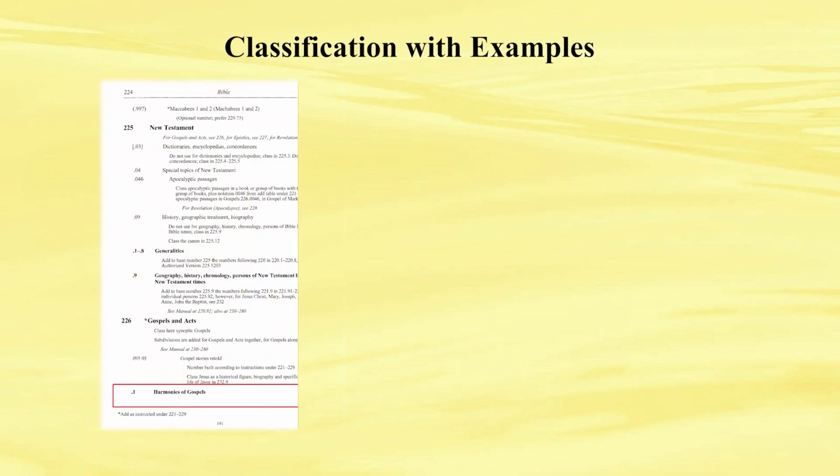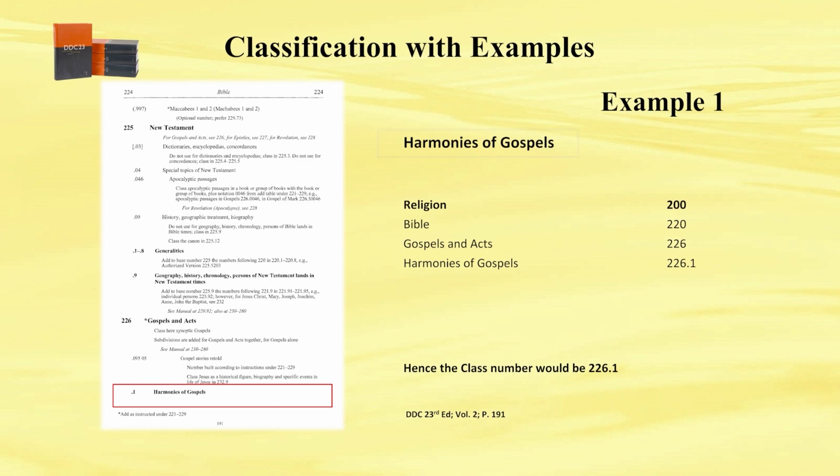So our first example is Harmonies of Gospel. This is a very simple number. Actually, gospel is the story from the Bible. So we have to naturally go to religion, that is the class 200. Then under 200, from the third summary, you can get the number for Bible, that is 220. Under 220 there is a section under Bible, that is Gospel and Acts, that is 226. Under 226 there is a subject, Harmonies of Gospel, that is 226.1.